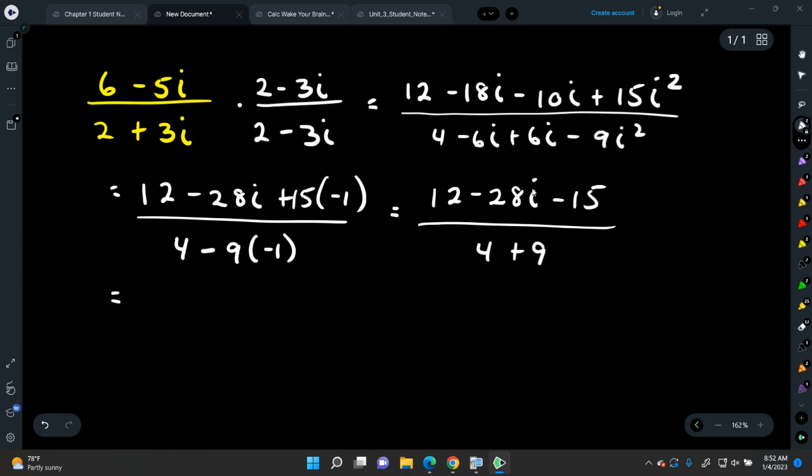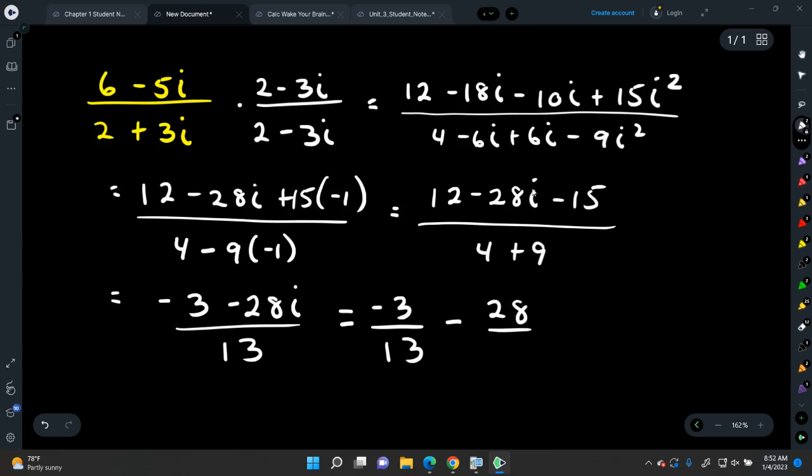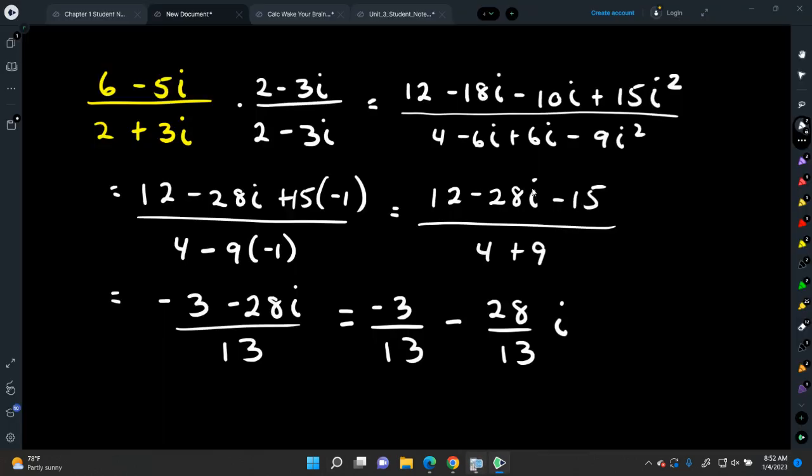So let's see, 12 minus 15, that's negative 3 minus 28i over 13. Putting it in correct standard form, we have negative 3 over 13 minus 28 over 13i. I checked it on my calculator, and that's the same answer that I got.